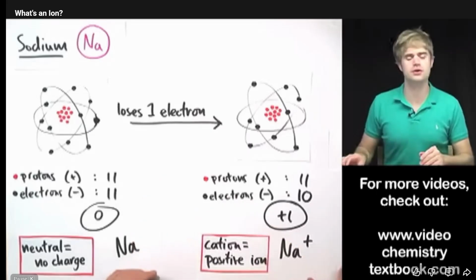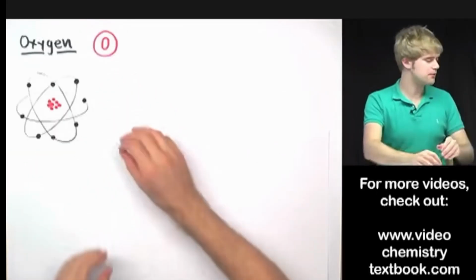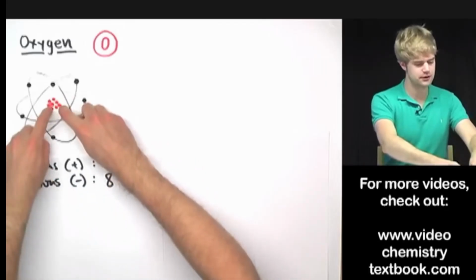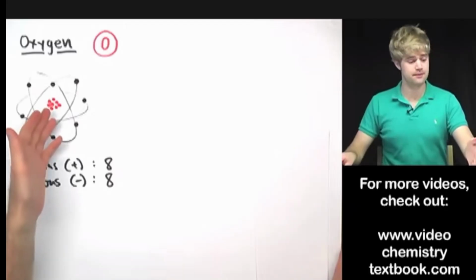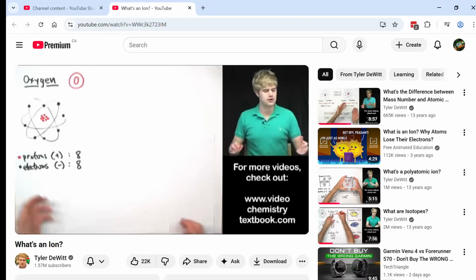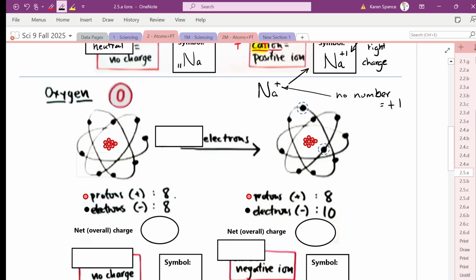Okay, let me show you another example. Here's an atom of oxygen. The atom that I've drawn here has 8 protons in the nucleus, and it has 8 electrons outside. What is its net charge? 0, because we have 8 positive and 8 negative. So if we have 8 positive things and 8 negative things, that gives us a net charge of 0, which means it is neutral.